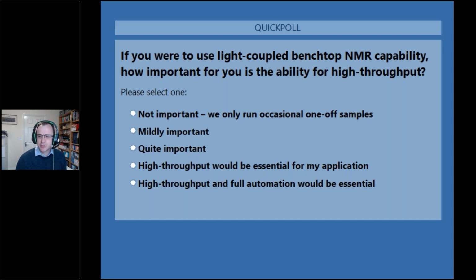Our second poll is: if you were to use light-coupled benchtop NMR capability, how important for you is the ability to do high throughput? From not particularly important, we only run one-off samples, all the way through to high throughput would be essential, and even some automation might be essential as well. I'll just leave that open for people to vote on for a little while.